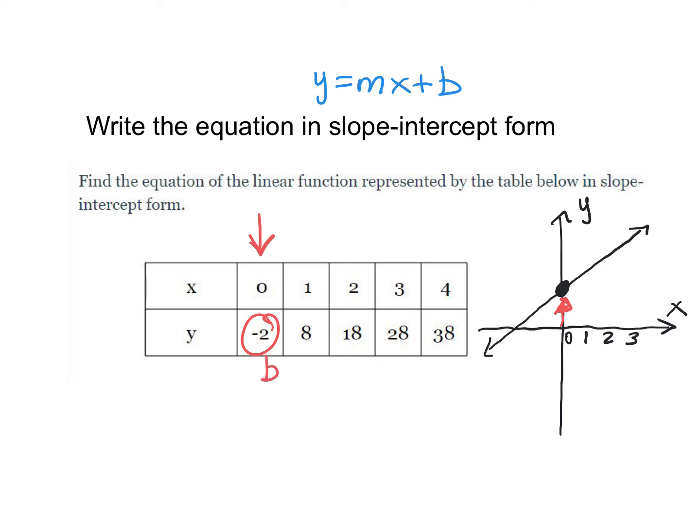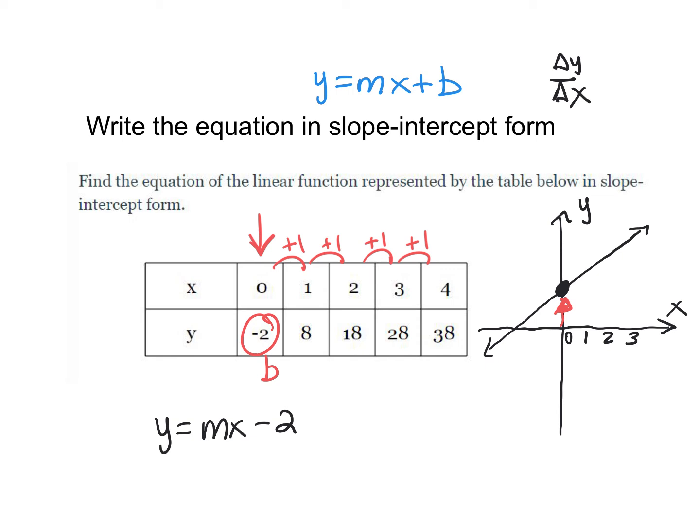So I would build out my equation. Y equals mx. Instead of plus b, I know it's negative 2, so minus 2. Now I just need to find my slope, or my rate of change. Remember, that's change in y over change in x. So I'm just going to check. Each time I'm going up 1. They tell me it's linear, so I expect this to work out.